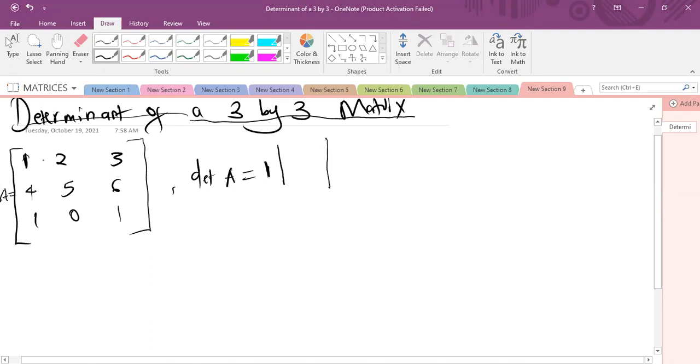Now I want you guys to see this. Deleting the row and column in which 1 lies, I remain with this right here as my small matrix, which is [5, 6; 0, 1]. Taking the coefficient of this point right here.